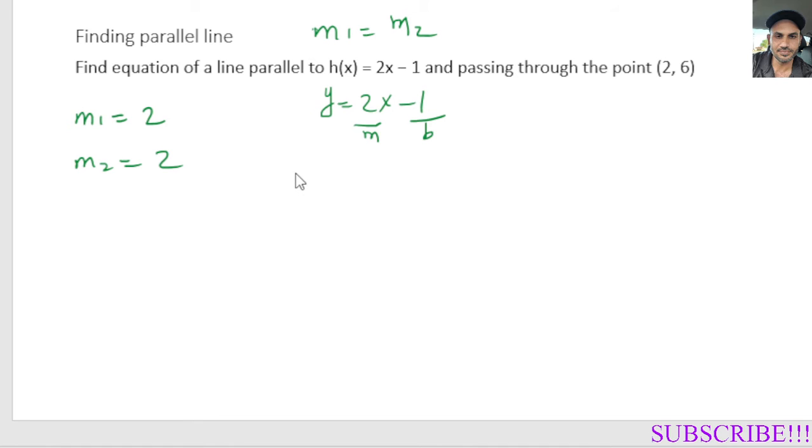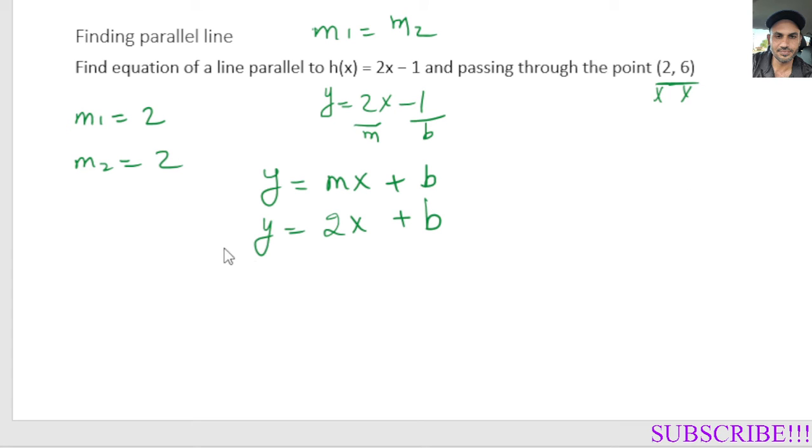Now we go ahead and write the equation, y equals mx plus b. This is the slope-intercept form. Then we plug in the slope value: for m, we plug in 2 and leave the x there, plus b. Now we still have one unknown to find, which is the y-intercept. For this, we use the point that is given to us, which is (2, 6). This is the x value and this is the y value.